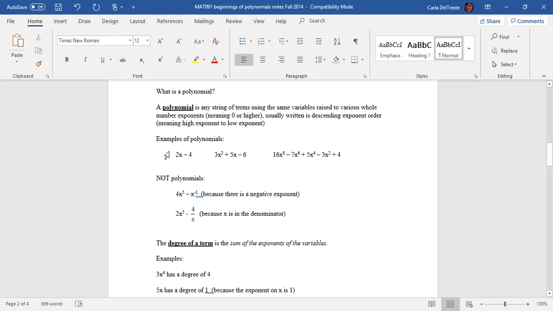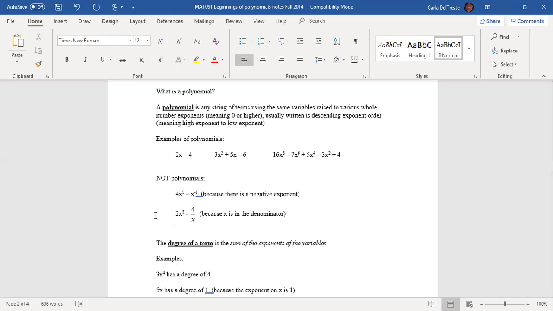Here, in this first example, x to the negative 1, that's not a positive whole exponent. So that's not a polynomial. For this one, the x is in the denominator. We know that that means the same thing as having a negative exponent. So that is not a polynomial. If x had been underneath a square root sign, that would not be a polynomial.